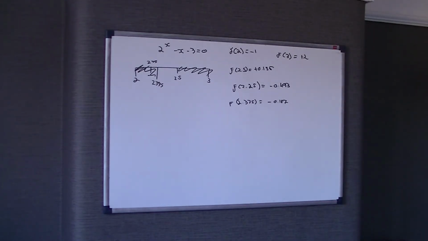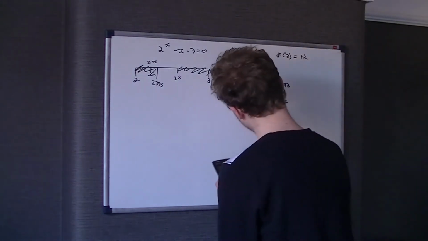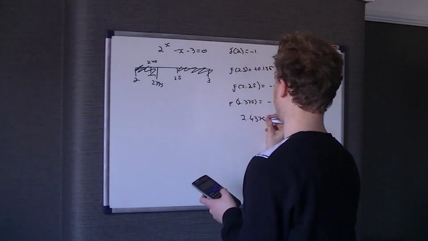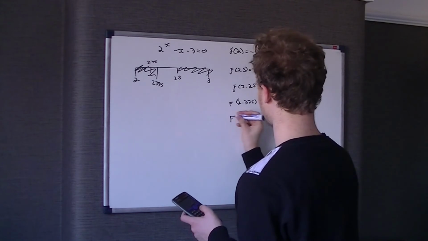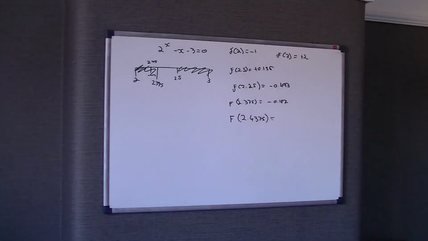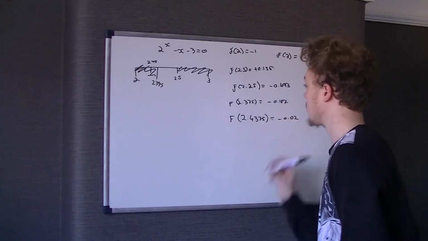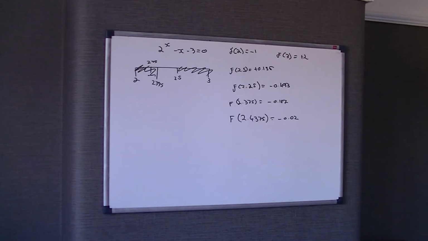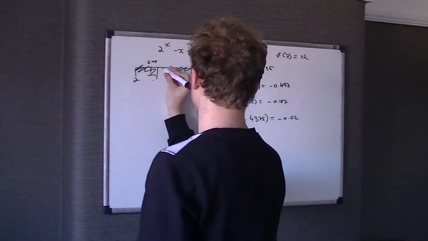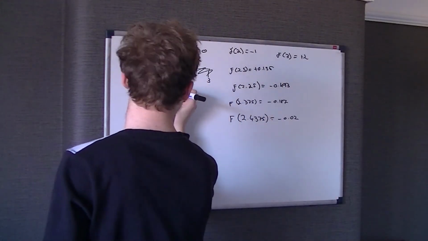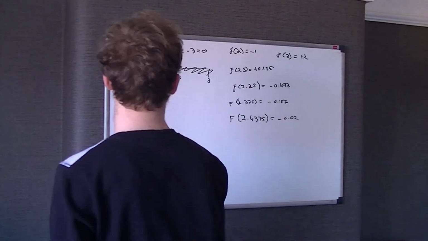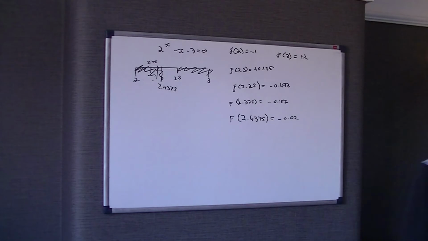So 2.375 plus 2.5, divided by 2, is 2.4375. If you put that in your calculator, it's negative 0.02. Therefore, anything on the left of 2.4375 is going to be negative. So the change of sign is between 2.4375 and 2.5.